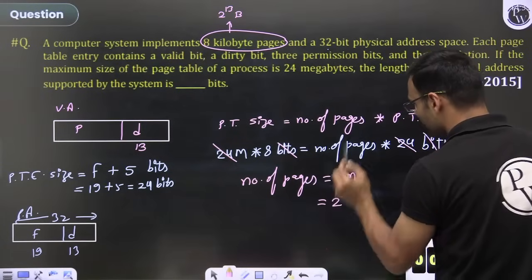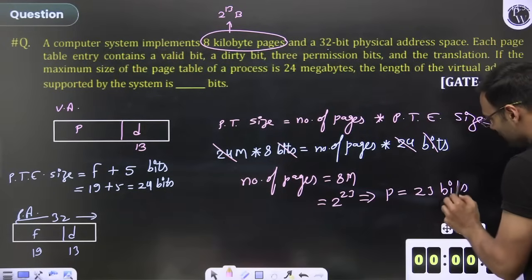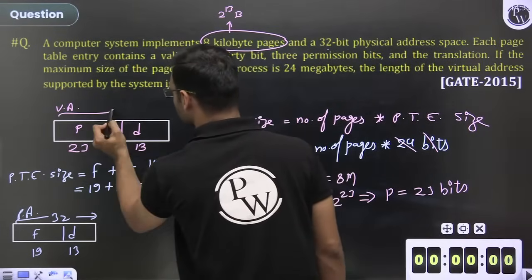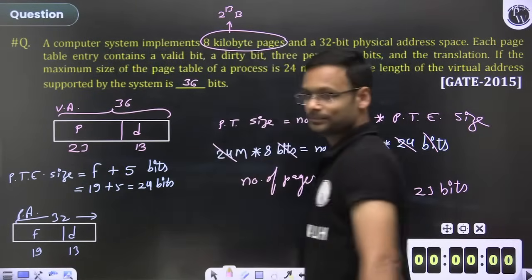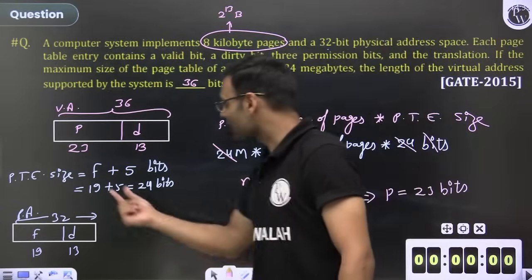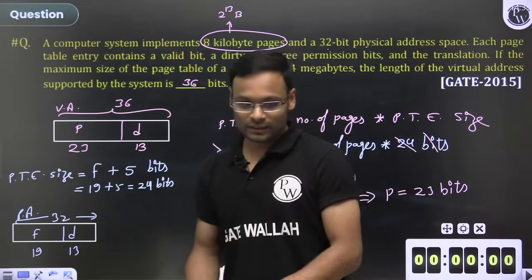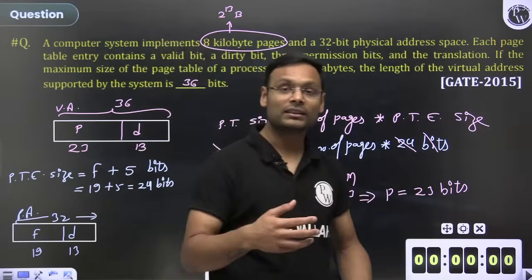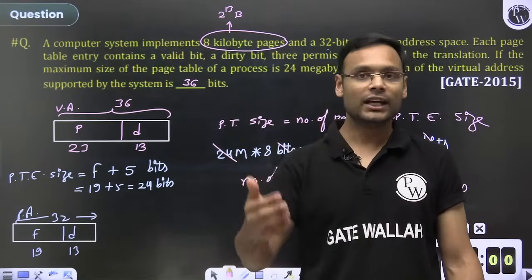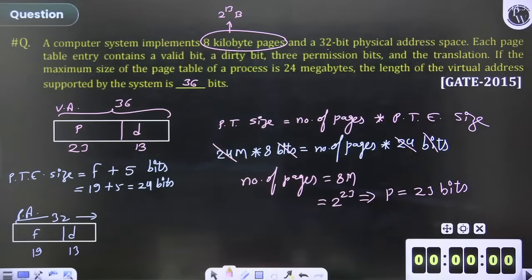8 mega is 2 power 23. Number of pages is 2 power 23, hence the page number will require 23 bits. 23 plus 13 is 36 total, so 36 bits. Extra bits also include translation, son, but that is not an extra bit; translation is frame number. This is what we learn in the classroom: logical to physical address translation is done with the help of the page table entry frame number. So translation is frame number.